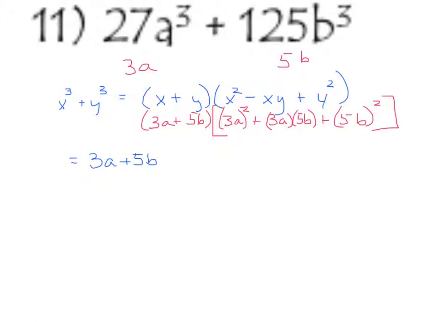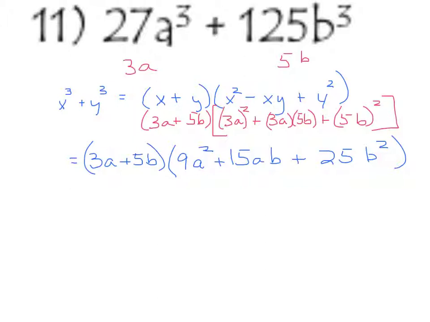We don't have to do anything to that because there's not a common factor. And then here we have 3a, all of that squared, which gives us 9a squared, plus 15ab plus 25b squared. And then we see if we have any common factors left.